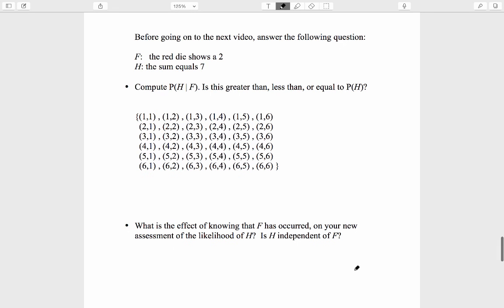Before going on to the next video, answer the following question. Now we're going to compare F and H, where H is the event that the sum equals 7. So compute the probability of H given F, figure out is it greater than, less than, or equal to the probability of H, and then the follow-up question, what is the effect of knowing that F has occurred on your new assessment of the likelihood of H? Is H independent of F?